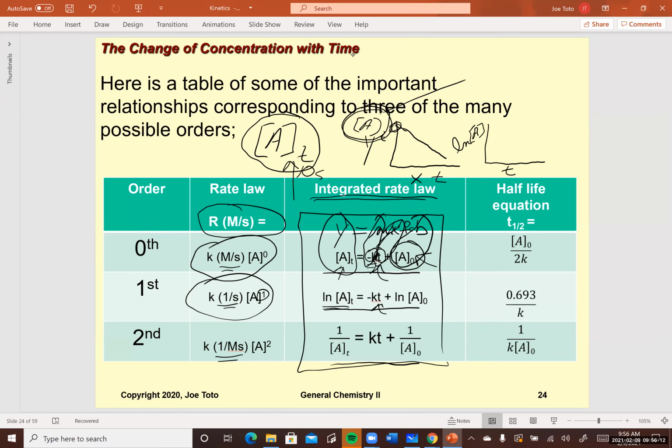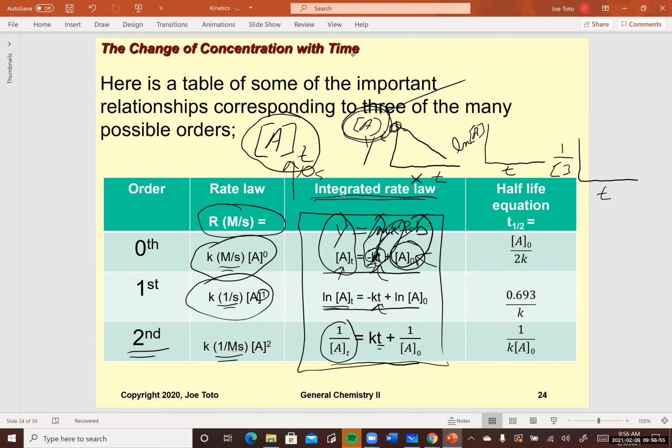And for the second order, what would I plot to get a straight line? Actually, for second order, I would plot 1 over concentration versus time. Right? So I don't know if you can see this. I'll put it over here because I got my thing in the way. So it would be 1 over concentration versus time. That's what I would need to plot for a second order reaction.